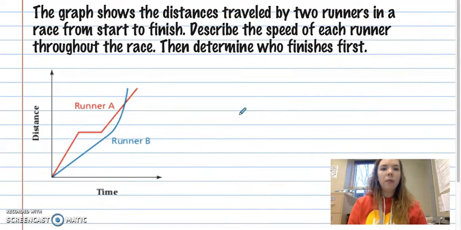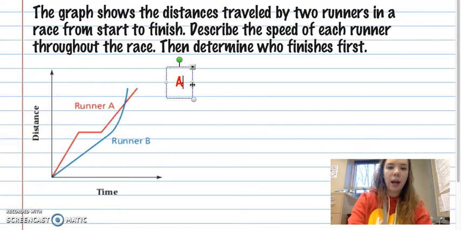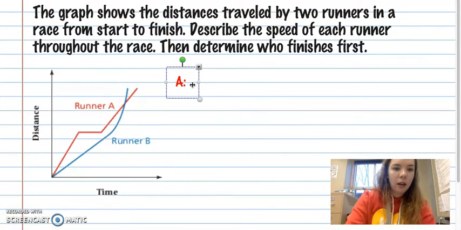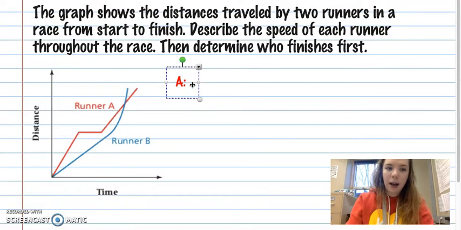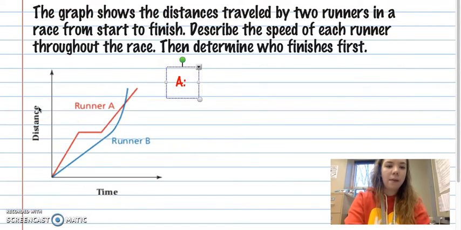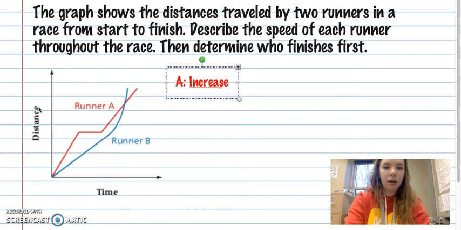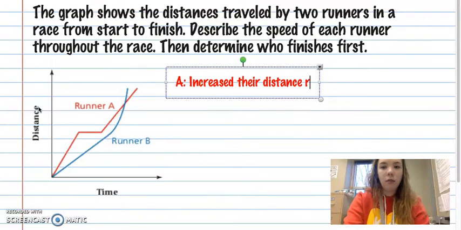All right, so this one, the graph shows the distances traveled by two runners in a race from start to finish. So again, I'd like you to sketch this picture. So pause and do that for me. It asks us to describe the speed of each runner throughout the race, then determine who finished first. So let's start with runner A. It looks like they increased their distance, because we want to use the words distance and time, because that's our two labels here. So it's not speed this time, it's distance. So runner A increased their distance rapidly.